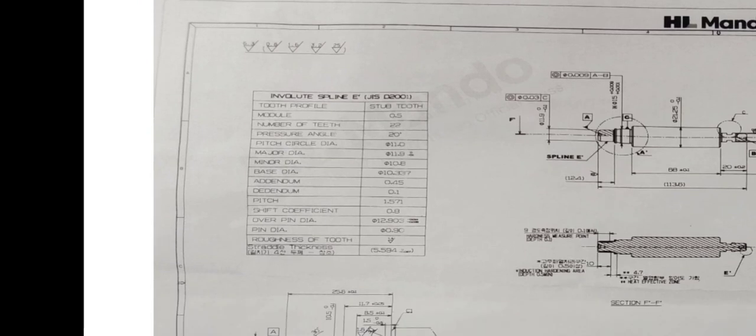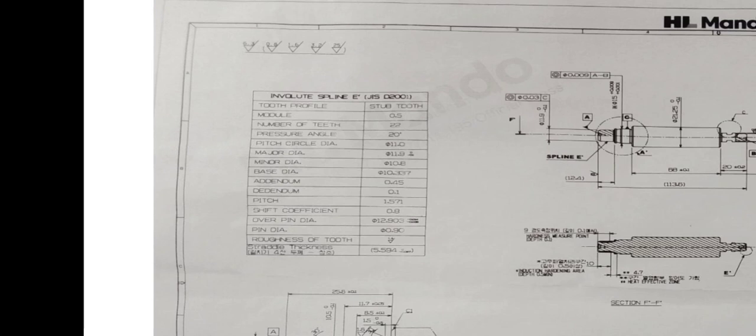Involute spline, tooth profile, stub tooth, module 0.5, number of teeth 22, pressure angle 20 degrees, pitch circle diameter 11, major diameter 11.9, minor diameter 10.8, base diameter 10.337, addendum 0.45, dedendum 0.1, pitch 1.571, shift coefficient 0.8, over pin diameter 12.